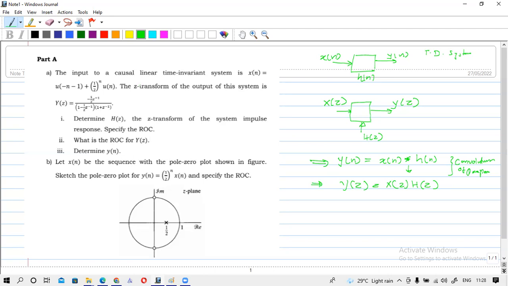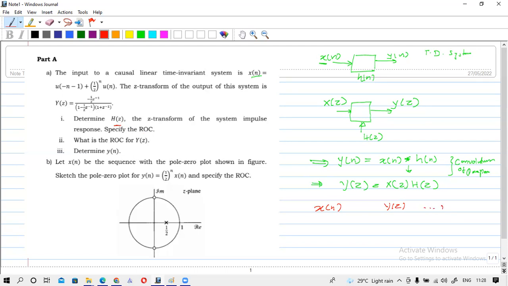Now we will move to the question. Here we are given the time domain input x[n], and also we are given the Z domain output Y(z), and we are asked to determine H(z).